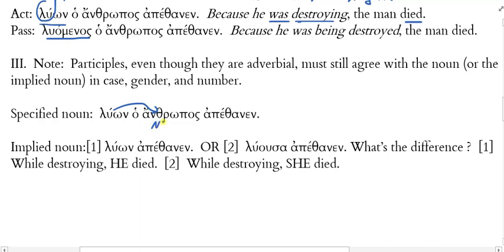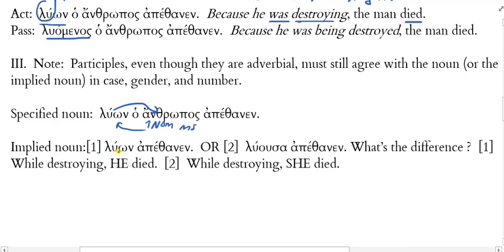Masculine singular and nominative, right? So what case, gender, and number must the participle be? It must be the same. Okay, so it's luon, right? Which is the nominative masculine singular. That's when I have a specific noun. It's specified, it's overt. I could have a covert or an implied noun.